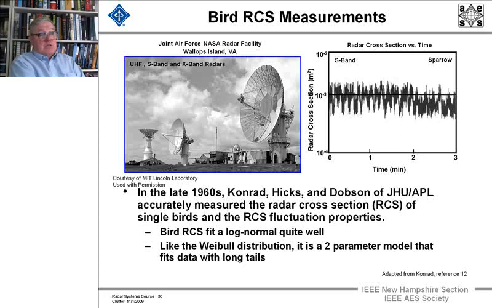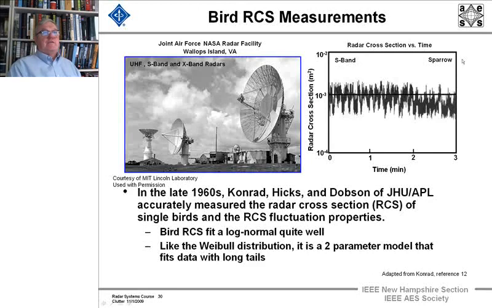But down at Wallops Island, there's a fantastic facility where Conrad, Hicks, and Dobson of Johns Hopkins Applied Physics Laboratory very accurately measured the radar cross-section of single birds and the radar cross-section fluctuation properties. And those bird RCSs fit the log normal distribution very well. And if you remember back from talking about cross-sections and detection, like the Weibull distribution, it's a two-parameter model that fits data with long tails.